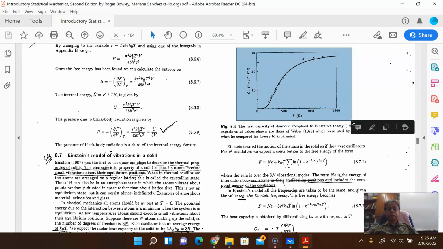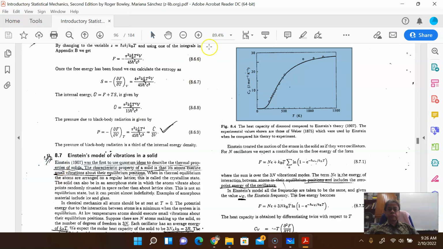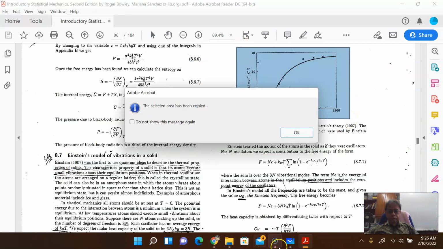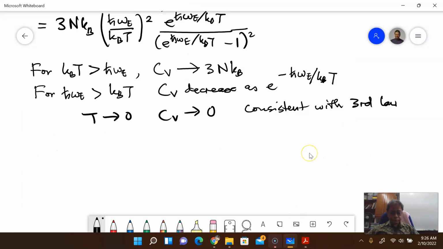Oops, I should capture that rather than take a snapshot. Again, so paste it here.